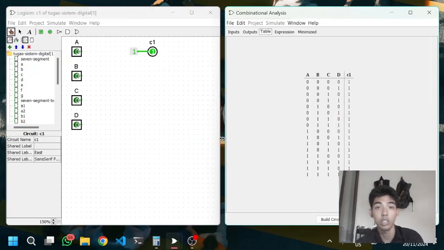Okay, here I see is C1, because C1 is always 1. The truth table is always 1 also. Okay, move on to C2.